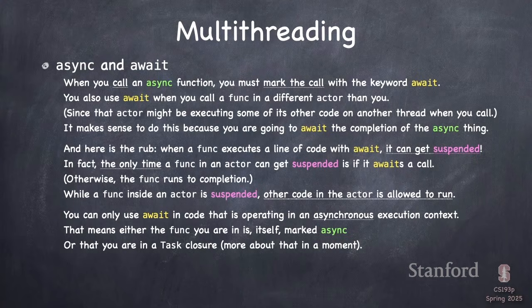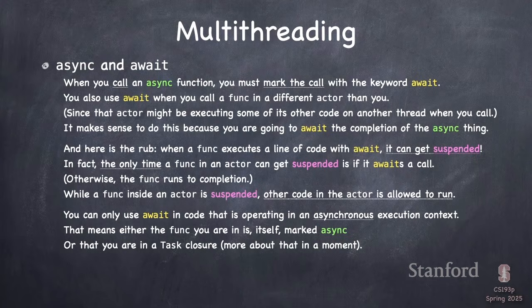The other way, or another way, is to put the code that you want to do the await in a task closure. So there's something called a task. I'm going to talk all about it. It takes a closure. It executes that closure in an asynchronous context. So you can do awaits in there. But otherwise, you can't do await.